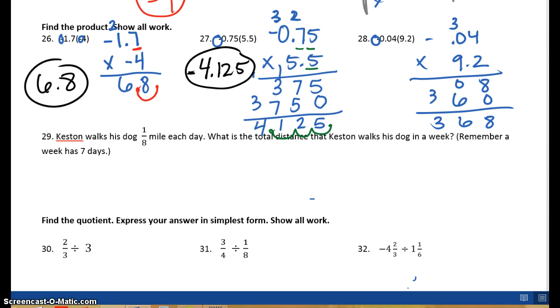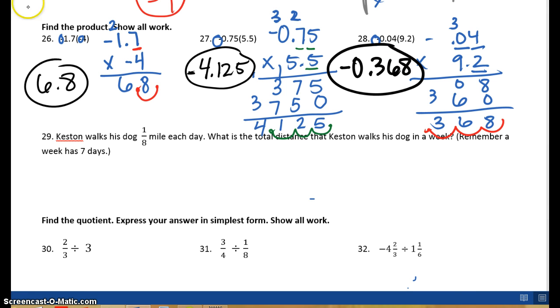I'm going to count to see how many numbers are behind my decimal, which is 1, 2, 3. So I'm going to swoop my decimal 3 times to the left. Once, twice, 3 times. So my final answer, again, is negative. So it's going to be a negative 0.368, or negative 368 thousandths.